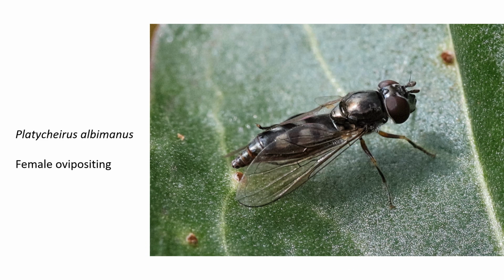Now this is the female of that species, and it's very dull, with greyish dust patches on a black background, and it looks like it's just about to oviposit on the upper surface of a leaf.